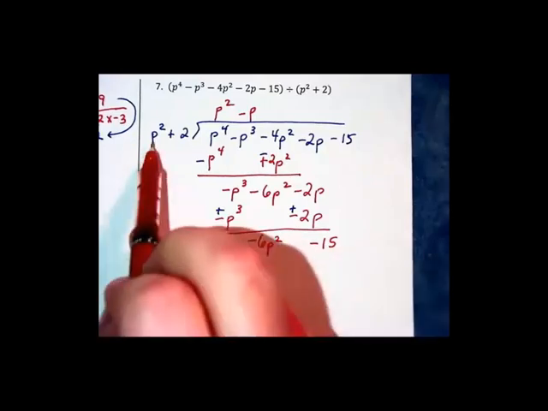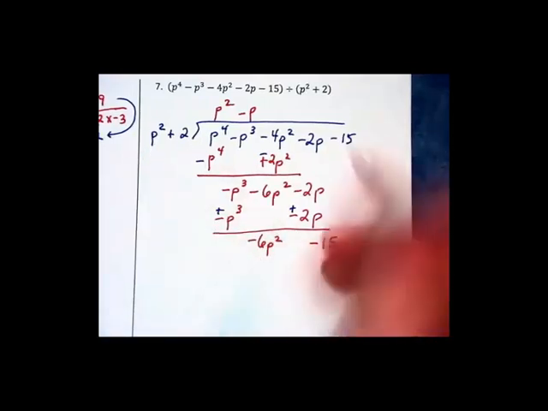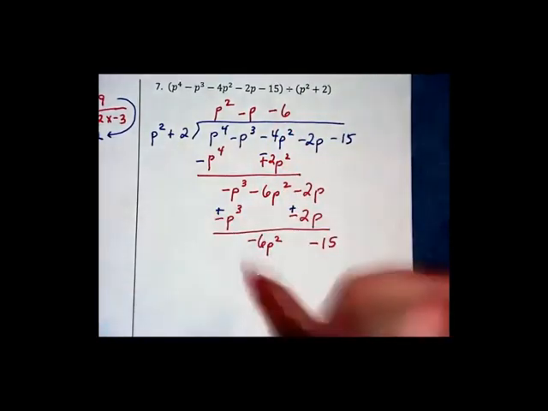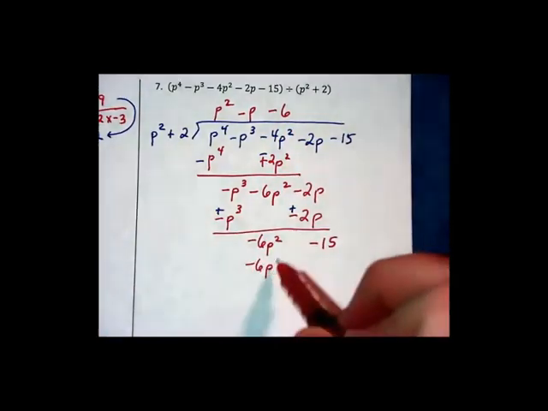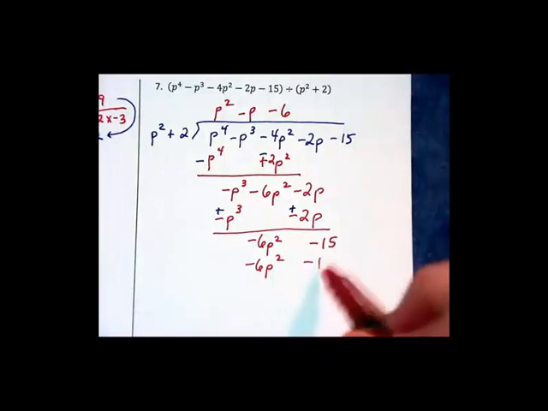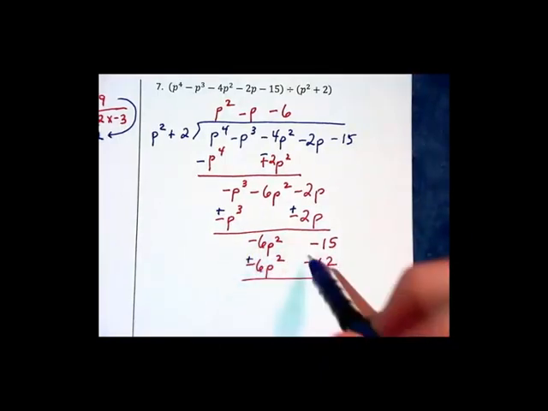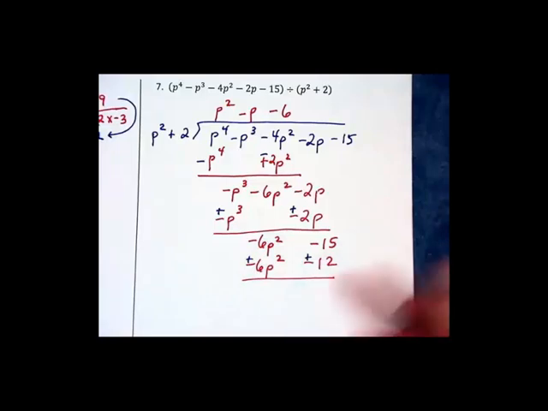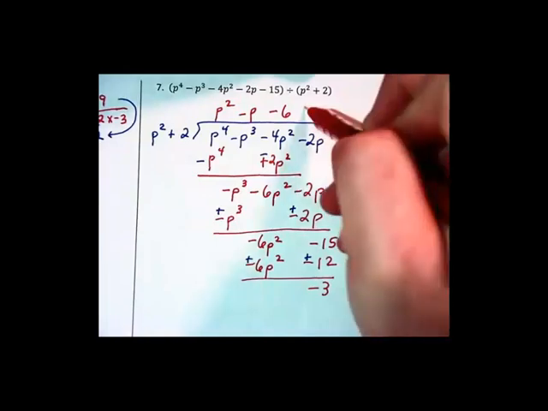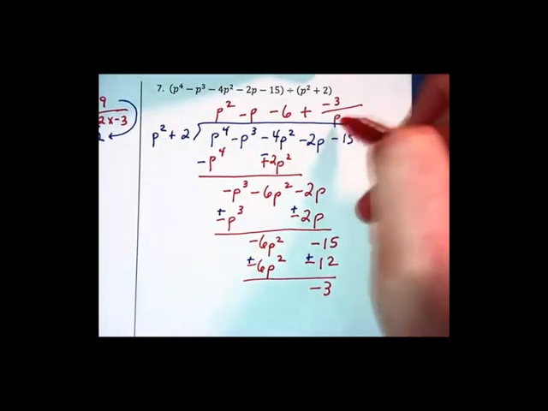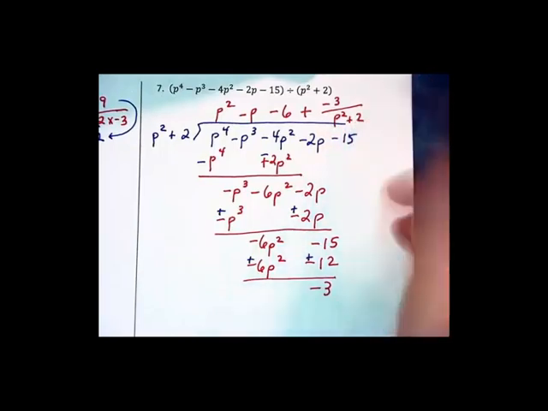Over here at the left, p squared times what makes minus 6p squared? The answer is minus 6. Minus the 6 times both things at the left gives us negative 6p squared minus 12. Adding the opposites gives us a minus 3 remainder. I'm going to write that, however, as plus a negative 3 over the p squared plus 2.